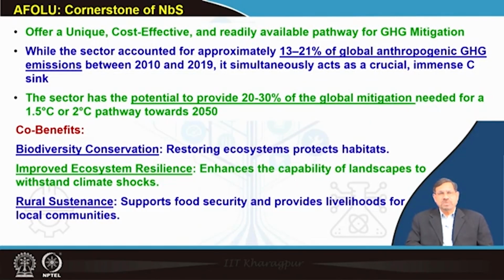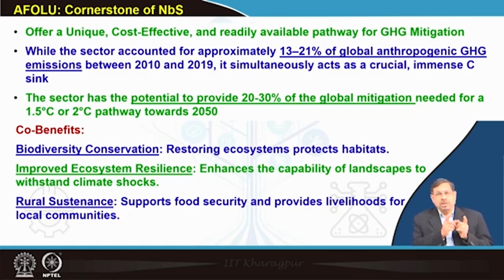The AFOLU sector has the potential to provide 20 to 30% of the global mitigation that is needed to retain the temperature rise target, or to match the temperature rise target of 1.5 or 2 degrees centigrade by or around 2050. So the main point here is it has a potential to provide 20 to 30% of the global mitigation. That is why this sector, the AFOLU sector, is very important.